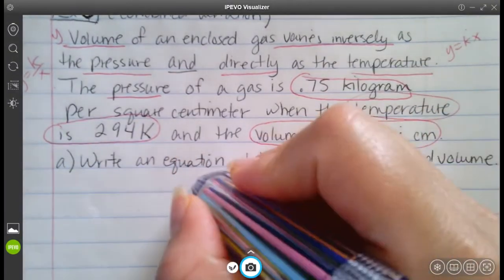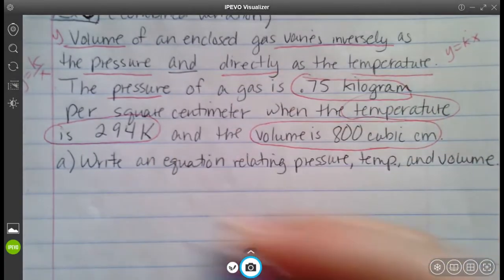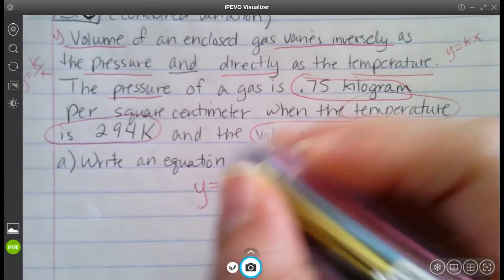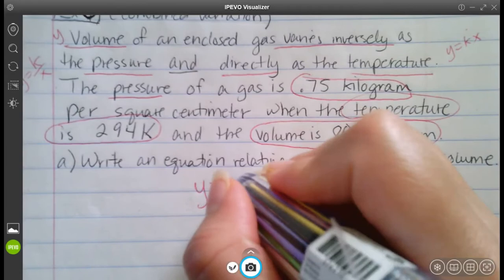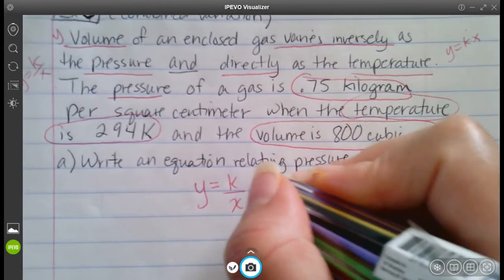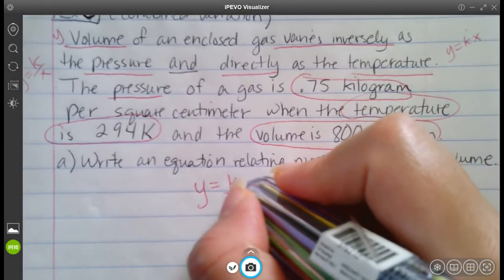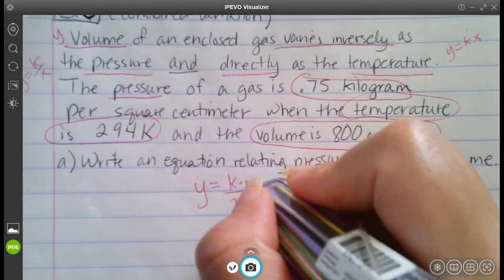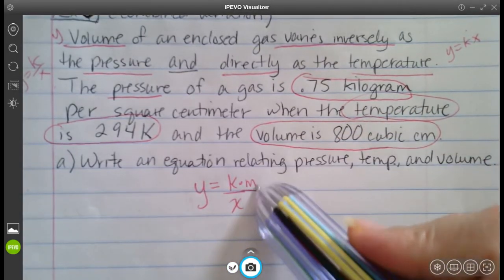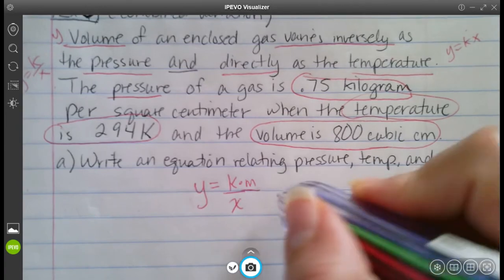So let's write our equation before we even do that. We know that Y is going to vary inversely. So we're going to have K over X, times something else here. I'm just going to call this M because it has both of them. So I can't put another X because it would just cancel out. If that makes any sense.